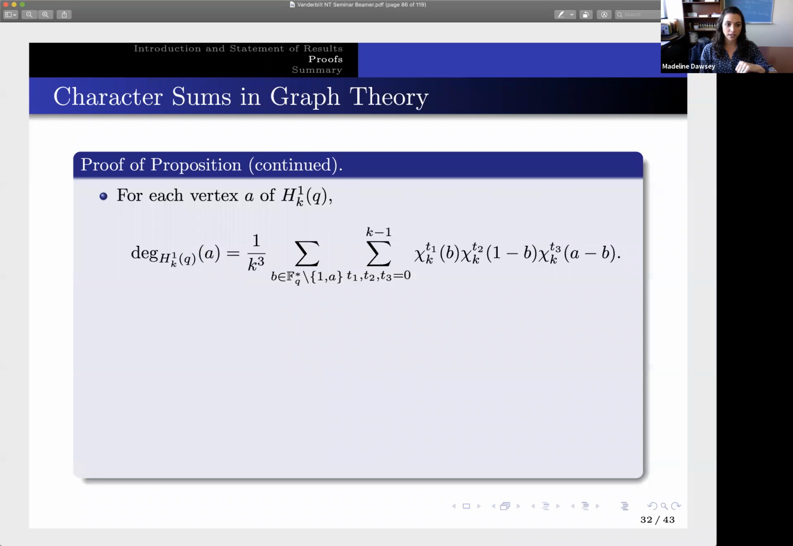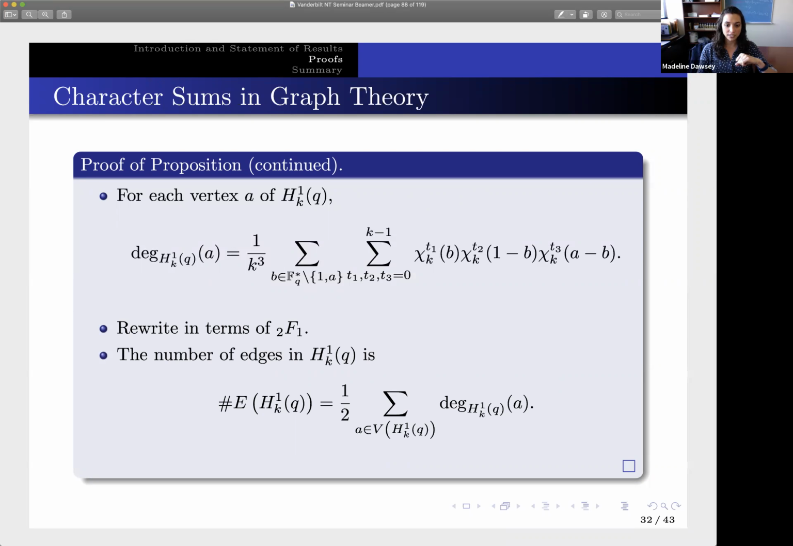Okay, so then if you go down and look at HK1 of Q, so now everything has to be a neighbor of 1 as well. And you look at the degree of the vertices there, we're going to use character orthogonality again, and we're going to get this guy here, which looks just like the 2F1, right? The formula of Greene for the 2F1s.